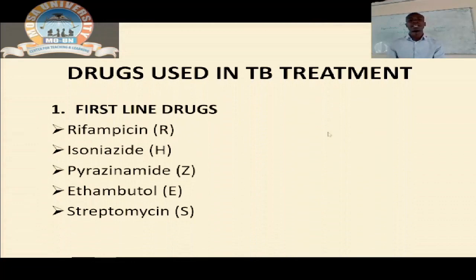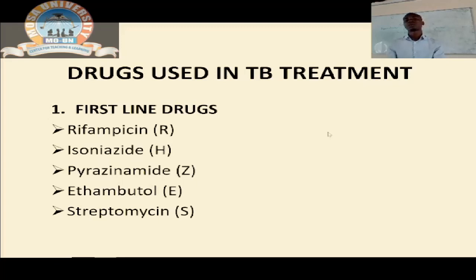In this slide, we are going to discuss the first-line drugs in tuberculosis. The first one is rifampicin, given by the symbol R. We have isoniazid, given by the symbol H. Pyrazinamide, given the symbol Z. Ethambutol is given by symbol E. And streptomycin, which is given by the symbol S.